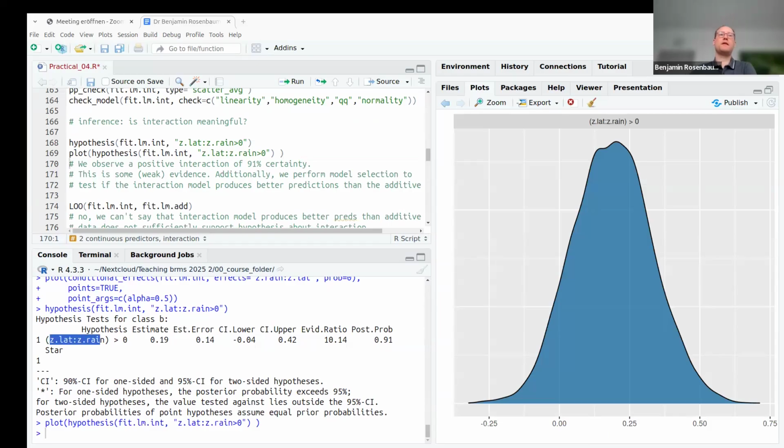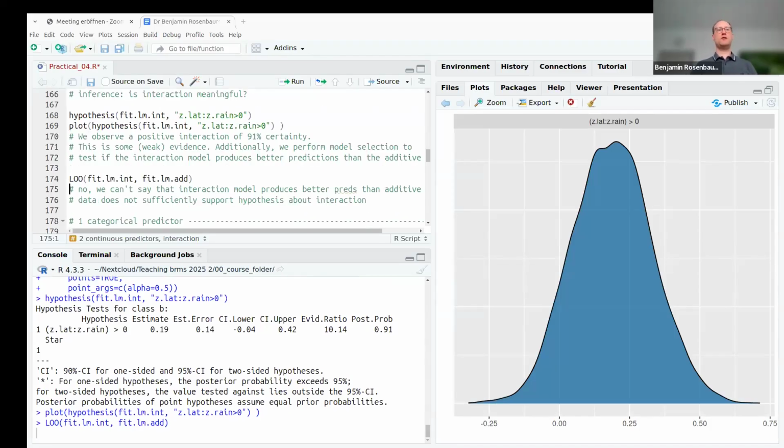Right, so is there a positive interaction? Well, the mean effect is around 0.2. However, the probability that it is larger than 0 is just around 90%. So this distribution overlaps with 0, and we are only 90% sure that it is positive. I wouldn't be too sure about that. If it were 98%, I would be sure, but this is an evidence ratio of 10 to 1, so we are not all too certain that this interaction is actually meaningful.